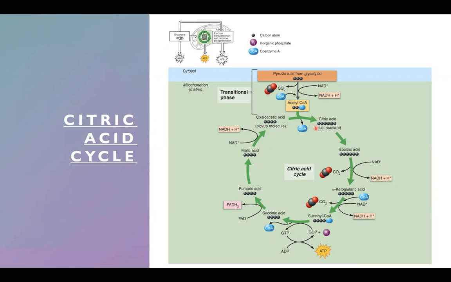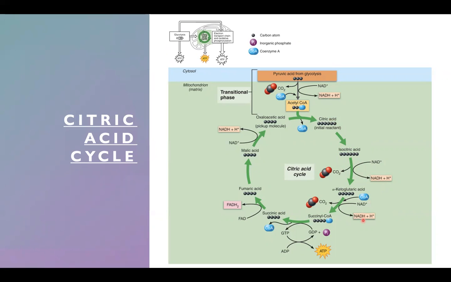You can see citric acid has 1, 2, 3, 4, 5, 6 carbon atoms. It will be transformed into isocitric acid, still with 6 carbon atoms. And then we're going to oxidize as we go around the cycle. As we do that, we will get rid of a carbon, usually in the form of carbon dioxide, and those excess electrons or hydrogens will be transferred to NAD to form NADH. And we'll do that several times.